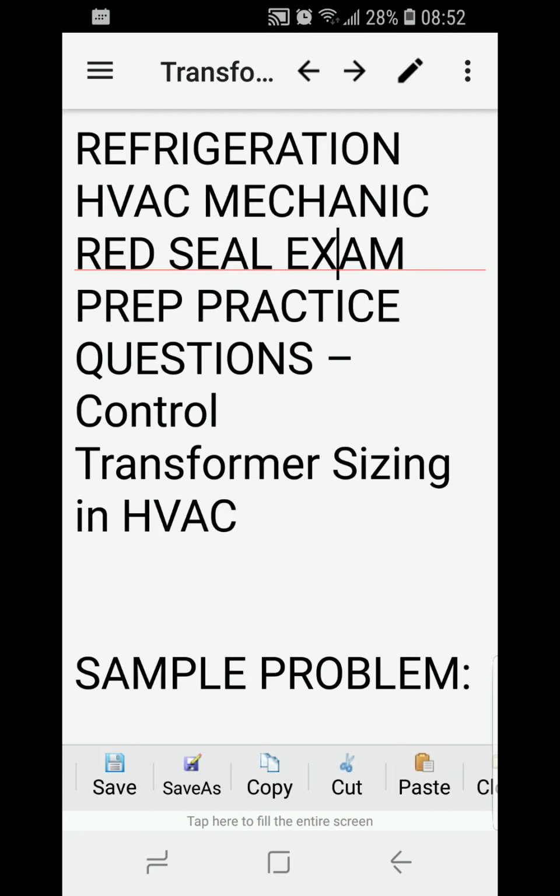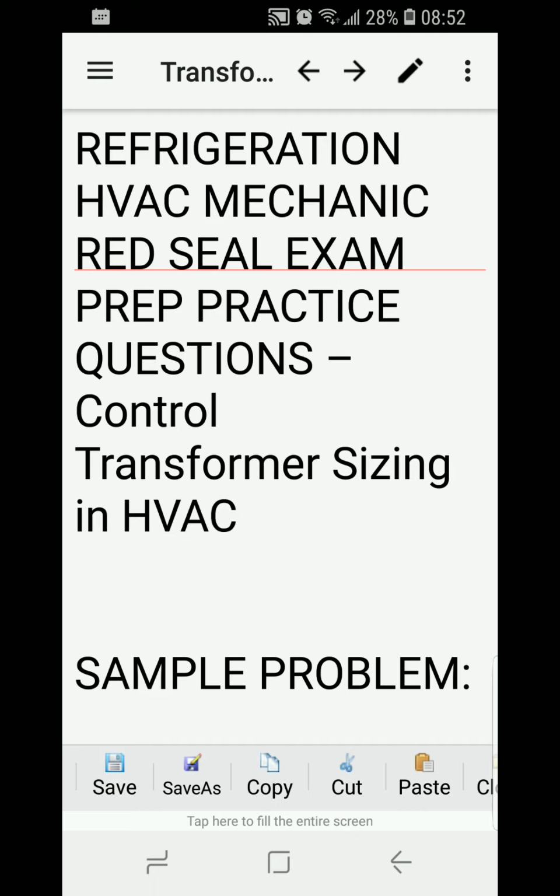Today I'm gonna do a video on the calculation of the control transformer in HVAC and refrigeration, and how to size them in their proper minimum VA ratings. So I have three problems and three solutions for sure.